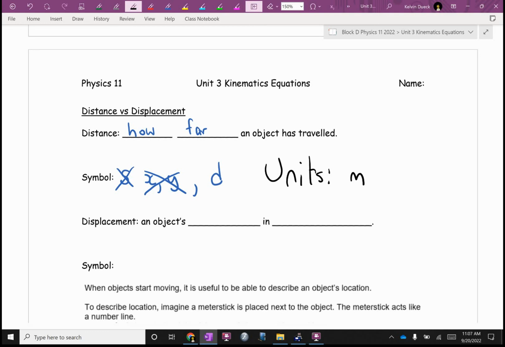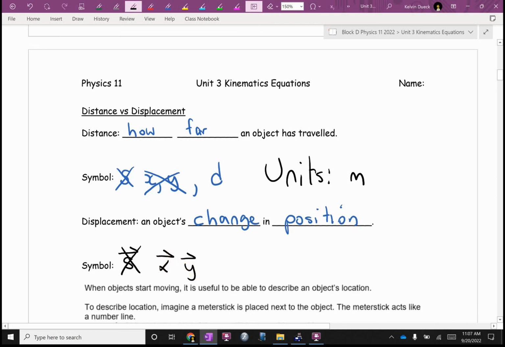What about displacement? Displacement is an object's change in position. Not the same as your distance, and I'll give you an example in just a few minutes. Symbol should be S with a vector. We're not going to use that. Should be X with a vector or Y with a vector to indicate left, right, or up, down. We're not going to use that. I'm going to use a letter D with a vector, and its units are also still meters.